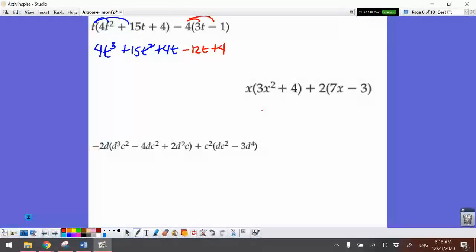All right, so I need you to think back to like terms. Do I have anybody else who has a t cubed? No, so that one drops. Do I have anybody else that has a t squared? No, so that one drops.